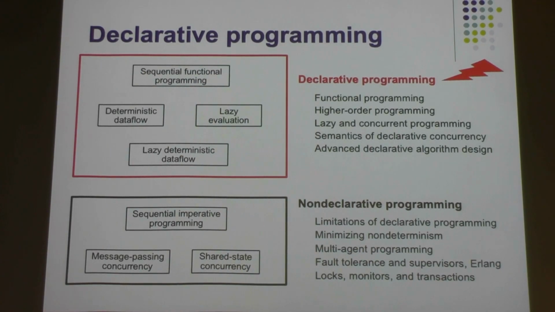Okay? And there's many things you can do. So we will see functional programming, more on higher order, lazy, concurrent, semantics, and advanced algorithm design. Something we did not see at all in the previous course: how to make efficient declarative algorithms. Okay? And then in the second part, we will go to non-declarative programming.